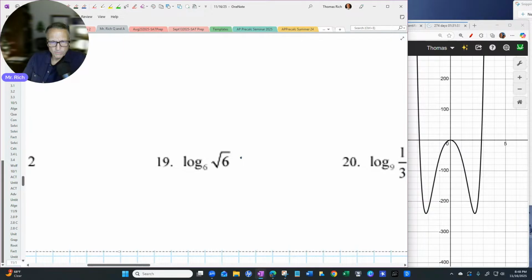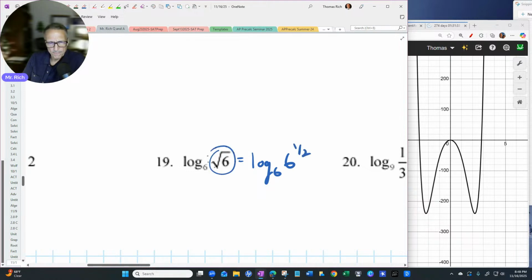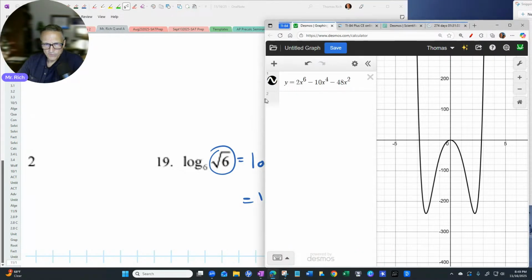Evaluating logarithms. We could write this as log base 6 of 6 to the 1/2 power, right? Converting that into a fractional exponent lets me see that the answer to this is 1/2. Also, students, don't forget that you do have access to your TI-84, maybe for homework. It's on a lot of your summatives; you won't.